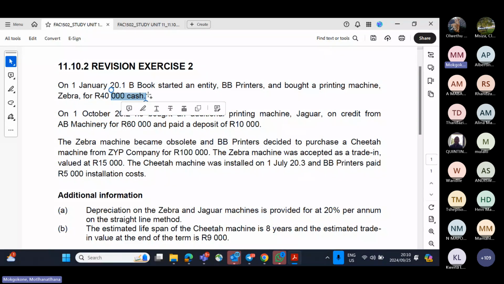On 31 December 20.1 it was 8,000, which is 40,000 times 20%. It was 8,000 again for 31 December 20.2, and 4,000 during the current year. So it will be 20,000.